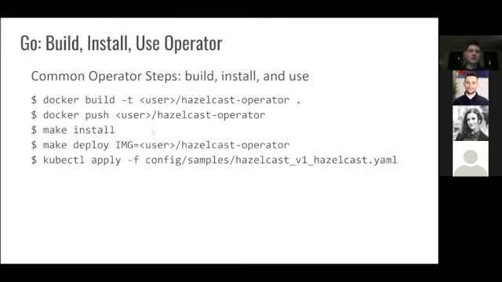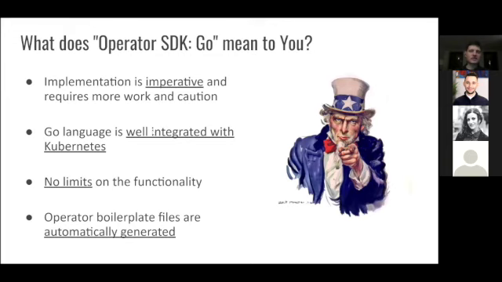Coming back to our slides. If you use Operator SDK with Go, your implementation is imperative and requires much more work and caution, error handling, and everything. However, if you were to choose from all the languages, probably Go is the best language to write an operator because it's well integrated with Kubernetes. You have no limits on the functionality you would like to provide. And the good thing is that you use Operator SDK, so your boilerplate files are automatically generated.